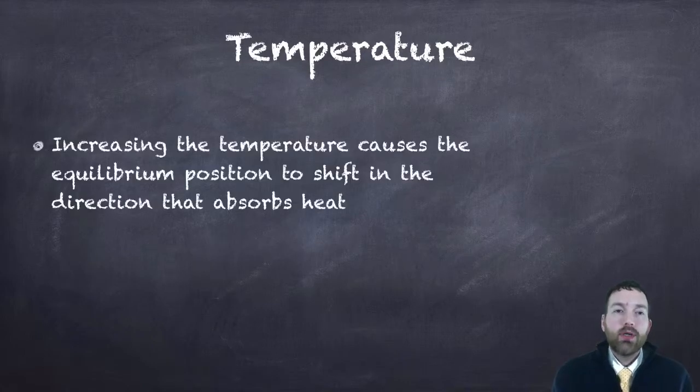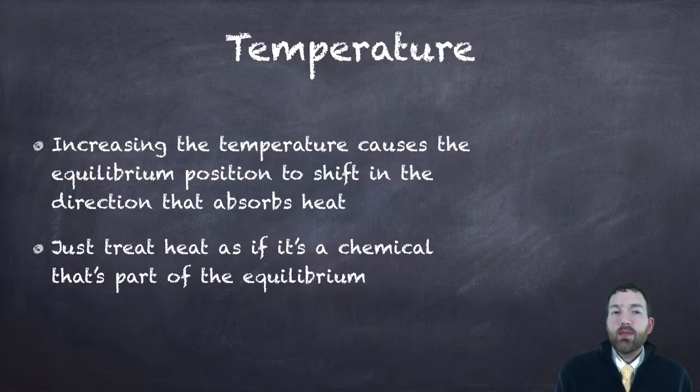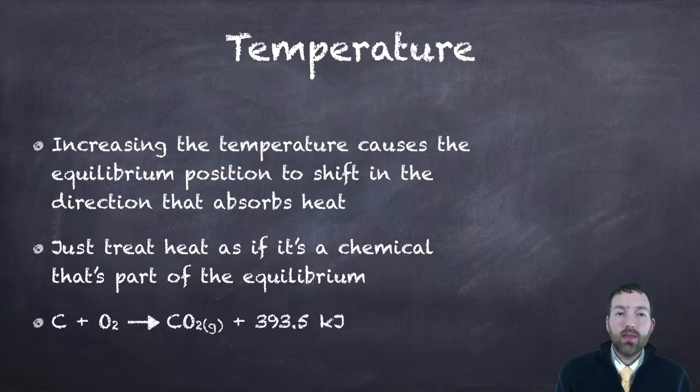Next is temperature. Increasing temperature causes the equilibrium position to shift in the direction that absorbs the heat. But an easier way to think about this is to treat the heat as if it's a chemical that's just a normal part of the reaction. It's just part of the equilibrium. So if it's a thermochemical equation like this, it's the same equation, carbon plus oxygen makes carbon dioxide and 393.5 kilojoules. This is the heat that's being produced in this reaction, and it's on the right-hand side of the reaction.